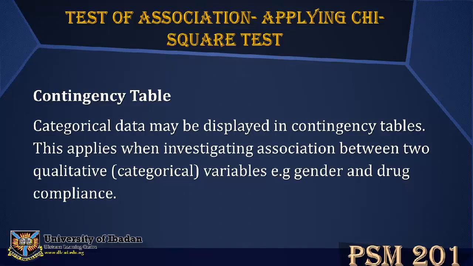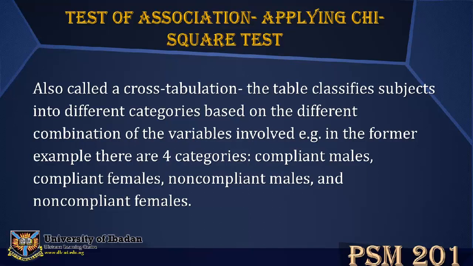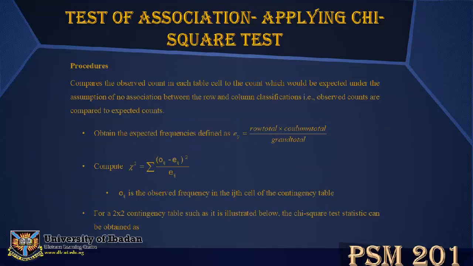Contingency table. Categorical data may be displayed in contingency tables. These apply when investigating association between two qualitative category variables, e.g., gender and drug compliance, also called a cross-tabulation. The table classifies subjects into different categories based on the different combinations of the variables involved. E.g., in the former example, there are 4 categories: compliant males, compliant females, non-compliant males, and non-compliant females.